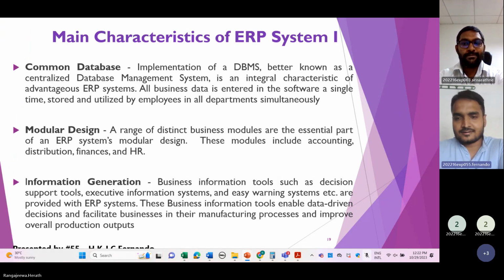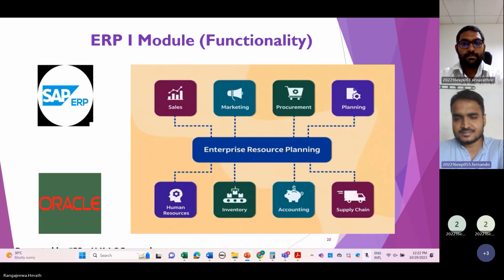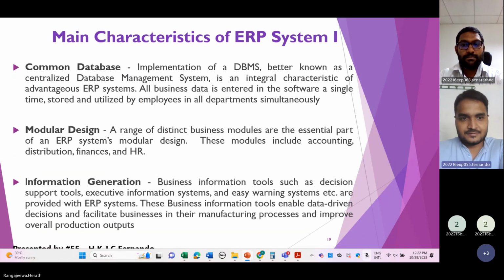If we talk about the main characteristics of ERP systems, we can identify common database, modular design, and automated information system. Common database, better known as a centralized database management system. All businesses' data is entered in the software at a single time, stored and utilized by the employees in all the departments simultaneously. Modular design includes accounting, distribution, finance, and manufacturing.